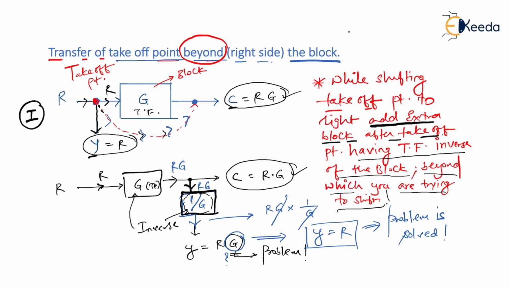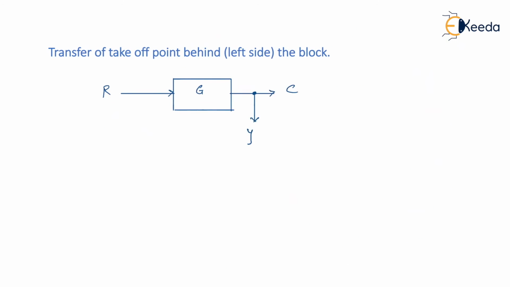For example, let's say you have G1 G2 here, and here it was a takeoff point. If you are shifting the takeoff point to the right, then you have to add an extra block having transfer function inverse of the block beyond which you are trying to shift, which is 1 upon G1 G2. I hope you understood this. This is the way you should handle it whenever you are shifting a takeoff point to the right. Let's move ahead with the next rule.